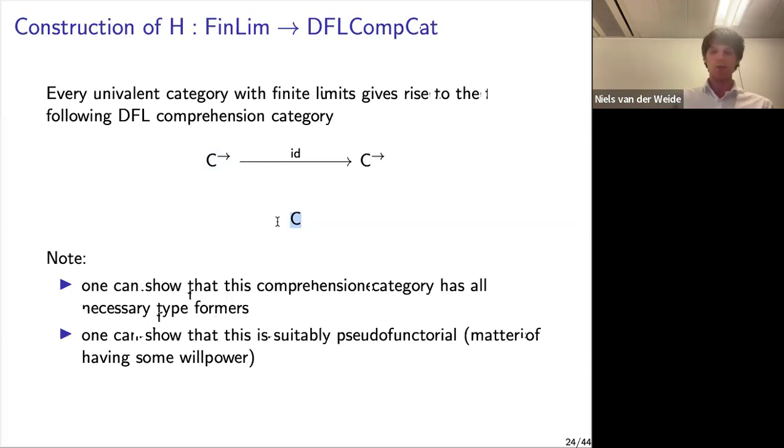And if one has a lot of willpower, then they can also show that this is a pseudo-functorial action, meaning that it also acts well on the morphisms, on the two cells, and whatever. In that part, nothing really special happens. It's mainly proved by lots of willpower. So this is the first thing.